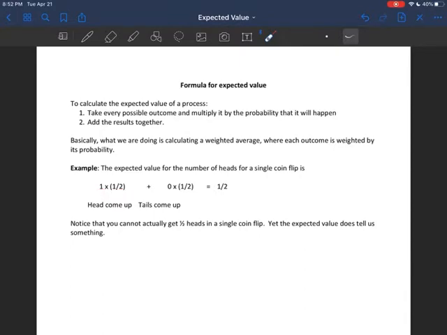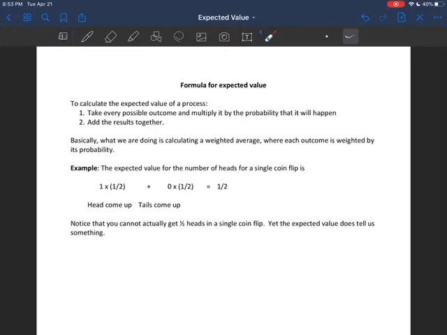Let's say we did a single coin flip. What's the expected value? We're counting the number of heads again. So if a head comes up, then we get 1 head, and then we multiply that by 1/2, 1/2 being the probability that the head comes up. If a tail comes up, then we have 1/2 times 0, right? 0 heads times the probability 1/2 that that would be the thing that happens. We add those together and we get 1/2. So the expected number of heads from one toss is 1/2.